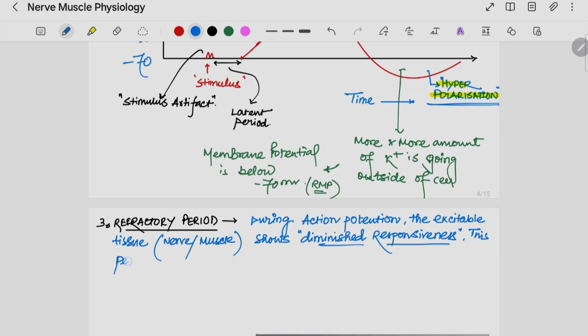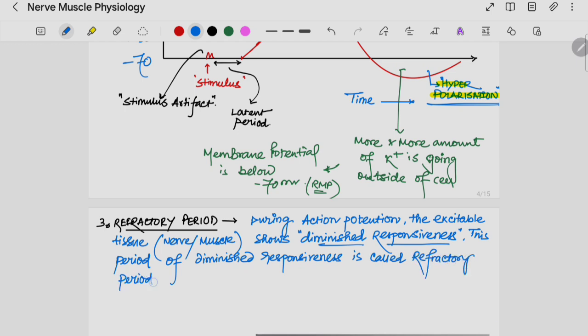This period of diminished responsiveness is called refractory period. Here diminished responsiveness means some ion channels are inactivated, and a new second action potential is not generated in this meantime.